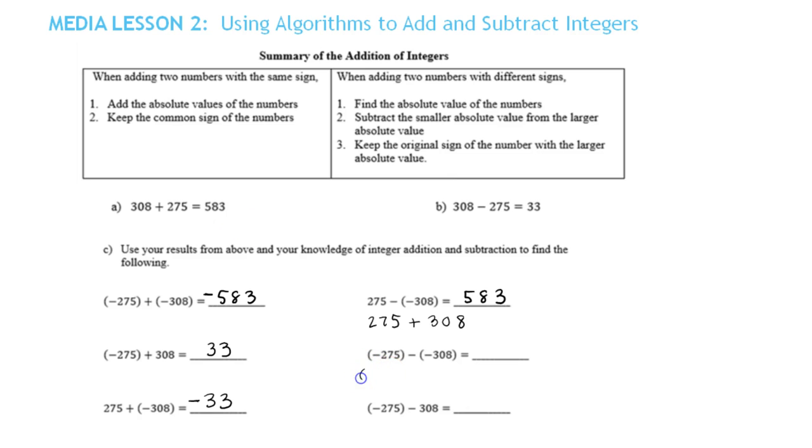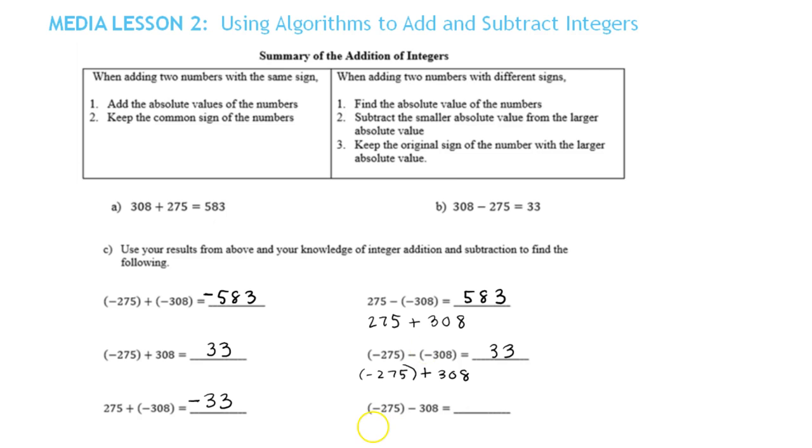Let's look at the next one. Negative 275, keep the first number, change subtraction to addition, change the sign of the second number to 308. So now that it's an addition problem, the signs are different, so we use this method. We find the difference, which we know is 33, and we keep the sign of the larger absolute value. 308 is larger in absolute value, it's positive, so our result is positive. And notice this was equivalent to the problem over here.